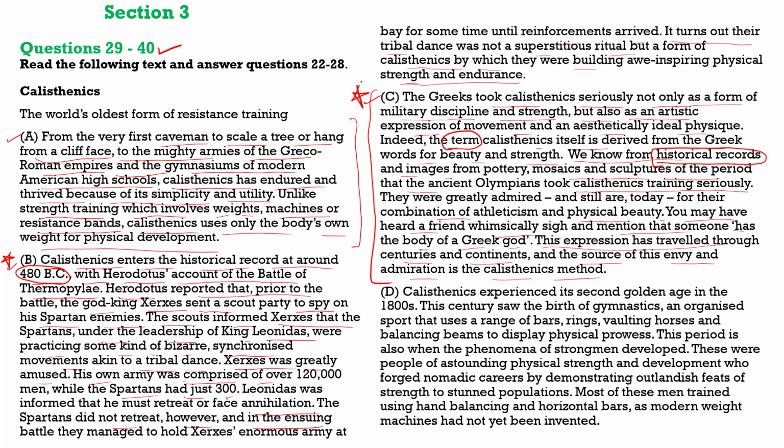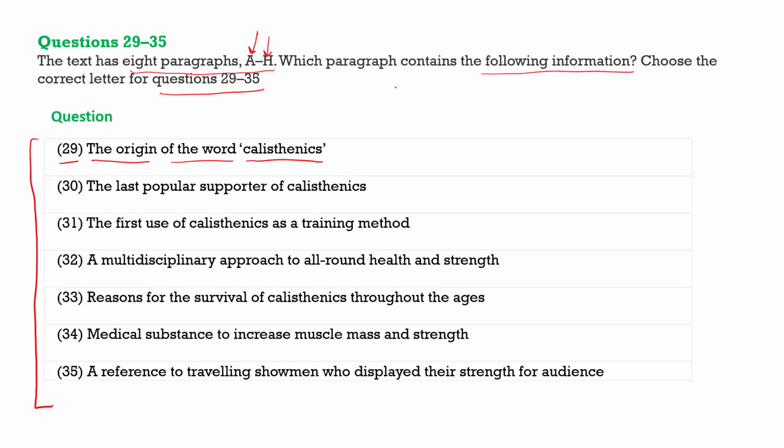But if you look carefully at paragraph number C, as I have highlighted the two things, the origination of the term calisthenics as well as the historical records are also mentioned in passage number C, right? Therefore, students, the origin of calisthenics is more clear in passage number C. So what is the answer? The answer to question number 29, the origin of the word calisthenics, is C. I think it is very clear to you how to reach the right answer.